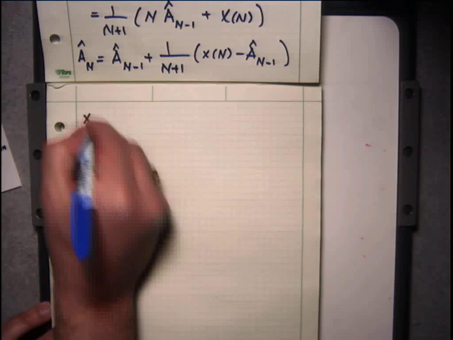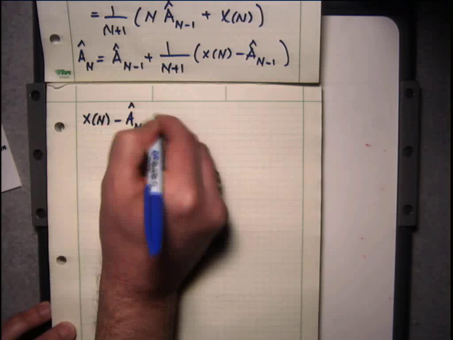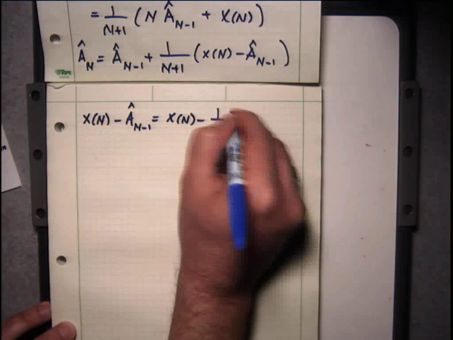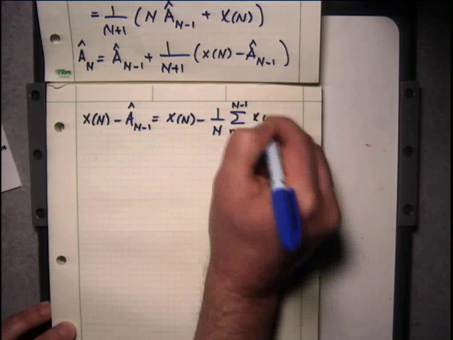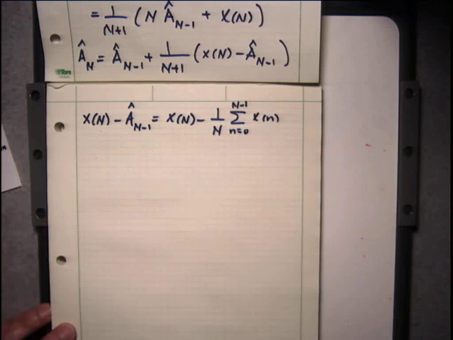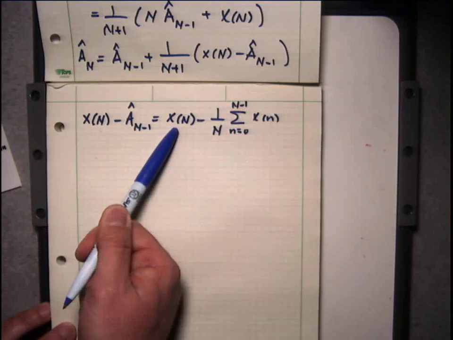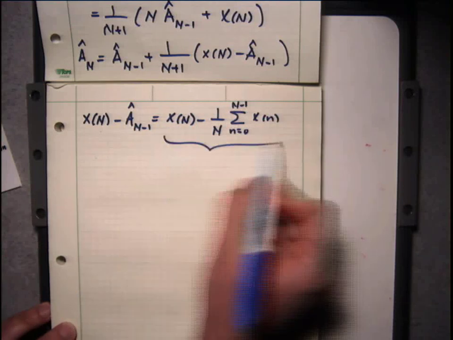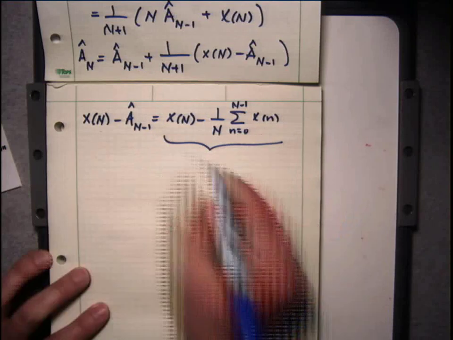So let me be a little more explicit about this. Let's write x[n] minus A hat sub n minus 1. So this is x[n] minus 1 over n times the sum from n equals 0 to n minus 1 of x[n]. This is just another way to write this. So you've got all this previous data and then you've got the new data. And what this is doing is measuring how much error there is in predicting the new data point from the old data points.